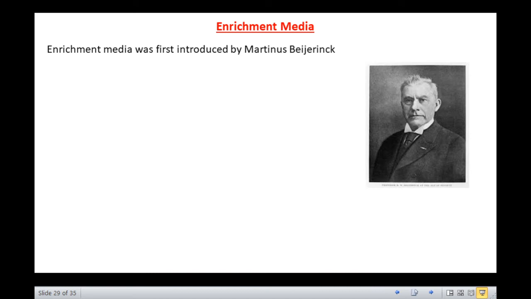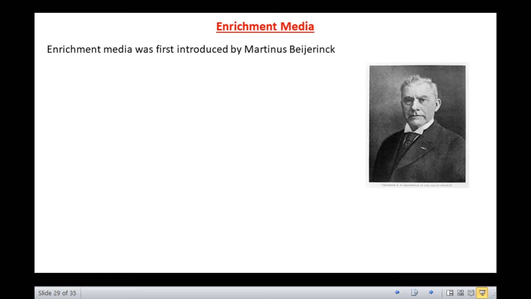The next type of media on the basis of its intended use is enrichment media. Enrichment media was first introduced by Martinus Beijerinck. When a particular bacteria from the soil is to be isolated, it is not easy to do so by streak plate or pour plate on a general purpose medium like nutrient agar.